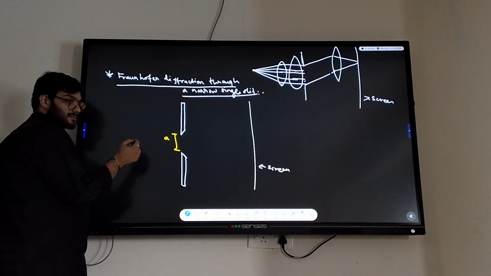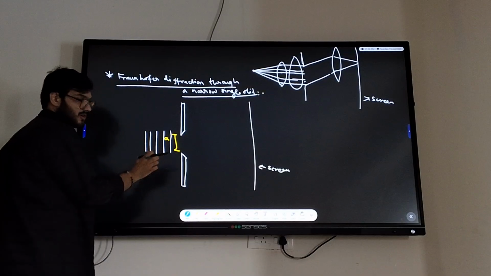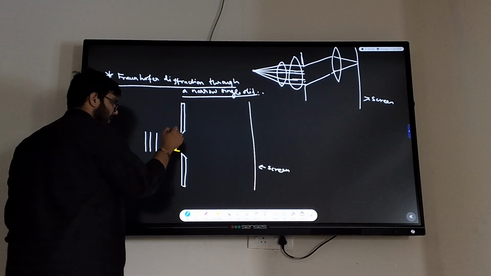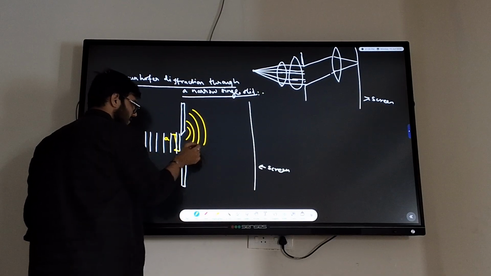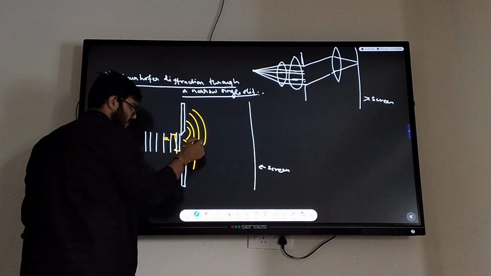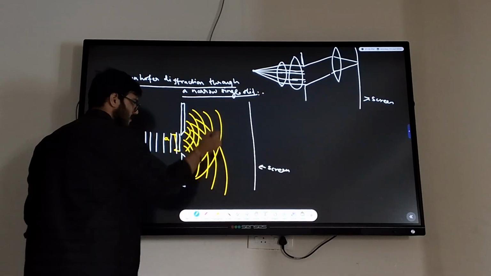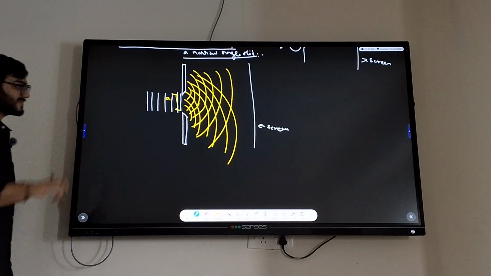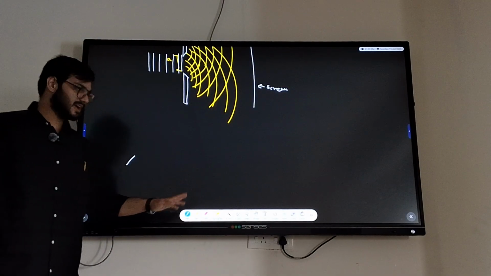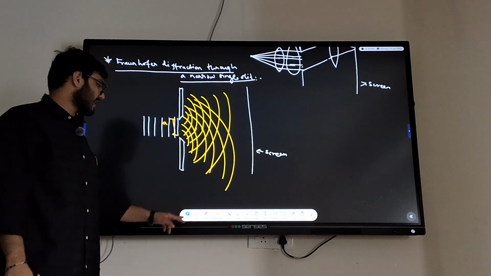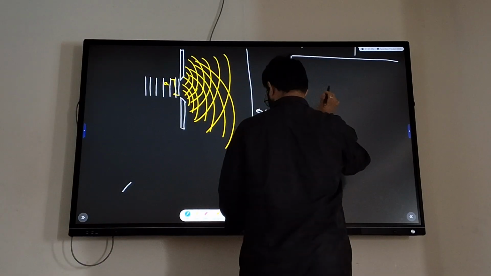You have rays of light which are parallel. You can even imagine that plane wavefronts are coming from here, since it's Fraunhofer, plane wavefronts are coming, and then what will happen? Here spherical wavefronts come out. From here also like this. Are you okay with this? This is the true diagram. For simplicity, I will make another diagram just for the calculation part. I will make this diagram.